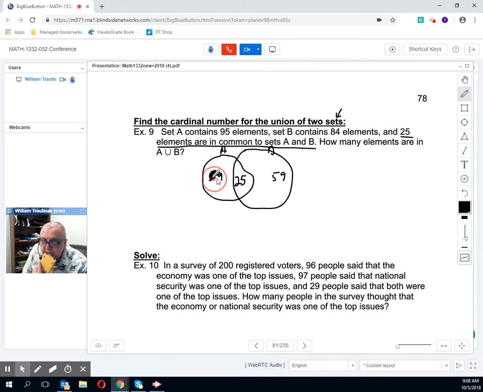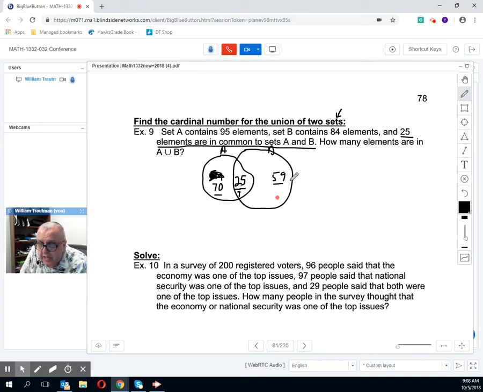A contains 95. So it's 95 minus 25, which is 70. So let's look at this again. A has 95 elements. 70 and 25 is 95. A has 95 elements. B has 84. 25 and 59 is 84. And 25 elements are in both A and B. That's true. How many elements are in A union B?